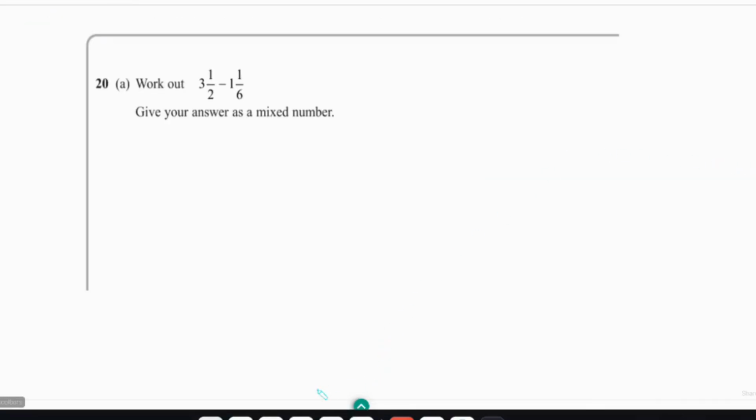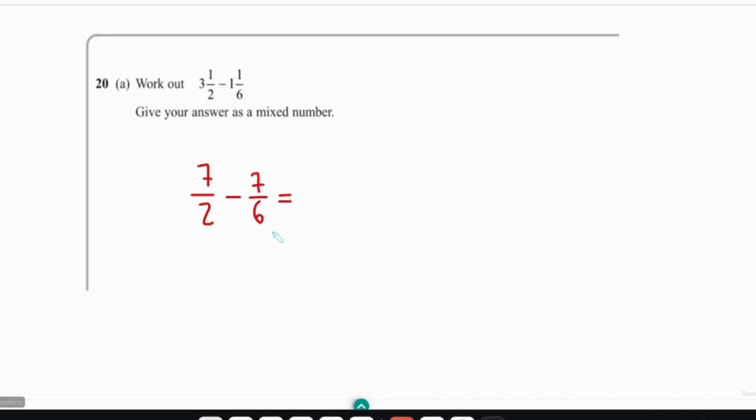Work out 3 and a half minus 1 and 1/6. So I'm going to change it to an improper fraction first. 3 times 2 plus 1. 3 times 2 is 6, plus 1 is 7. And with this one, 1 times 6 plus 1. 1 times 6 is 6, plus 1 is 7.